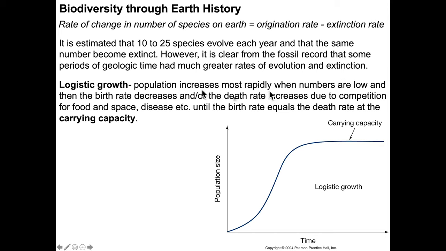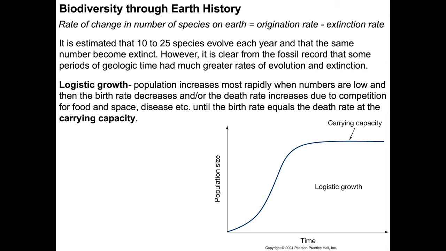Logistic growth is such that population increases most rapidly when numbers are low, and the birth rate decreases and/or death rate increases due to competition for food and space, diseases that interrupt the life cycle. Eventually, the birth rate is going to equal the death rate at the carrying capacity. So here we see a population with unlimited resources and unlimited reproductive capabilities. They're going to reproduce exponentially, as we discussed just recently.